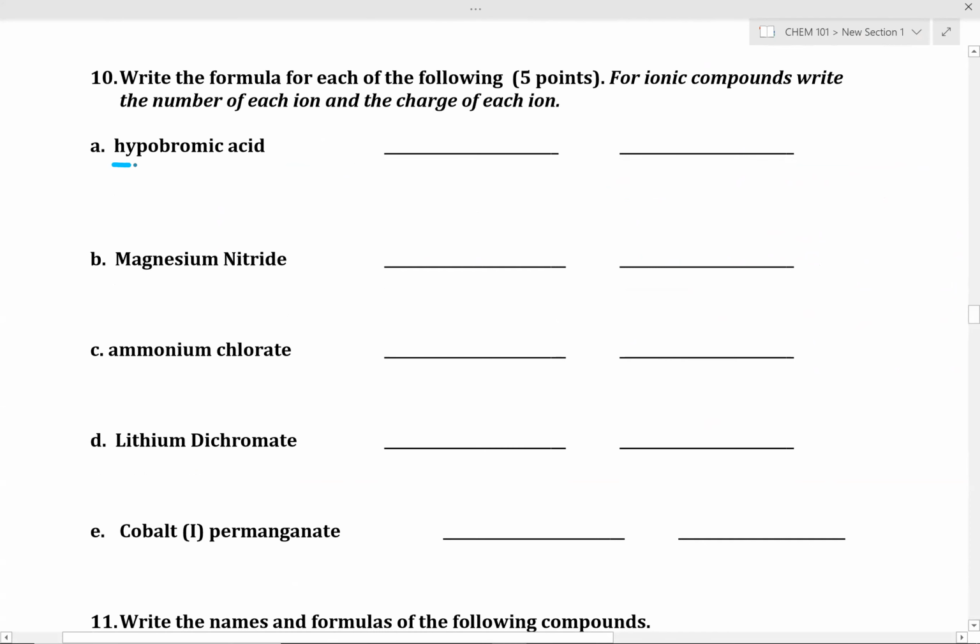So hypobromic acid. Let's take a look. Hypobromic... So this is a typo. This should be hypobromous. I apologize for the typo. I just caught this on the exam. So hypobromous acid is derived from hypobromite.